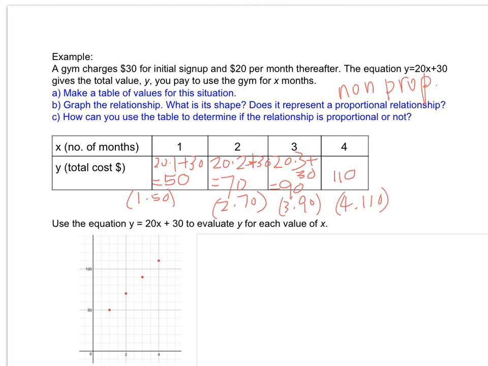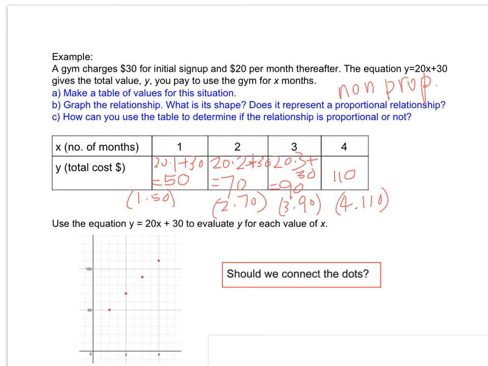I have a question for you now. You see that I use these 4 dots on the graph, and I did not connect the dots. So my question for you is this: should we connect the dots? What do you think? Is there any difference if we connect the dots?